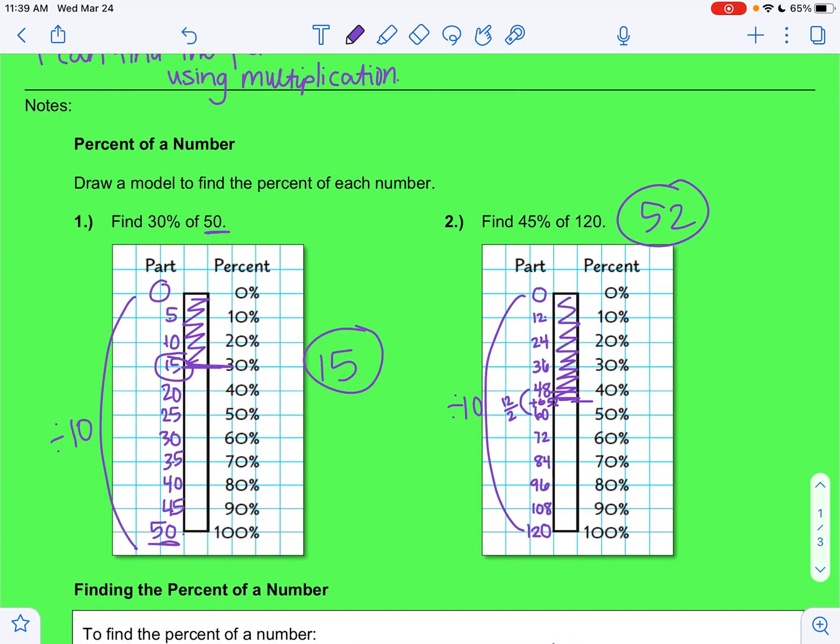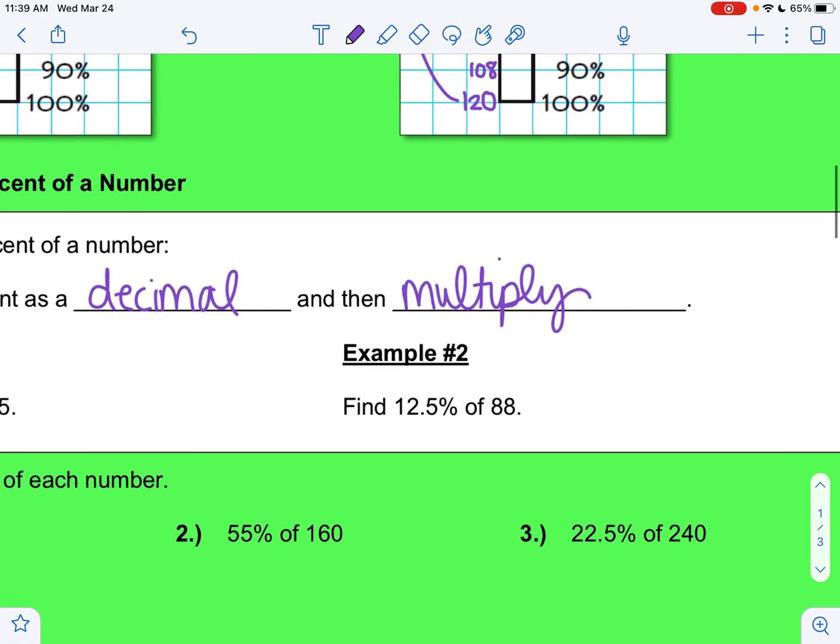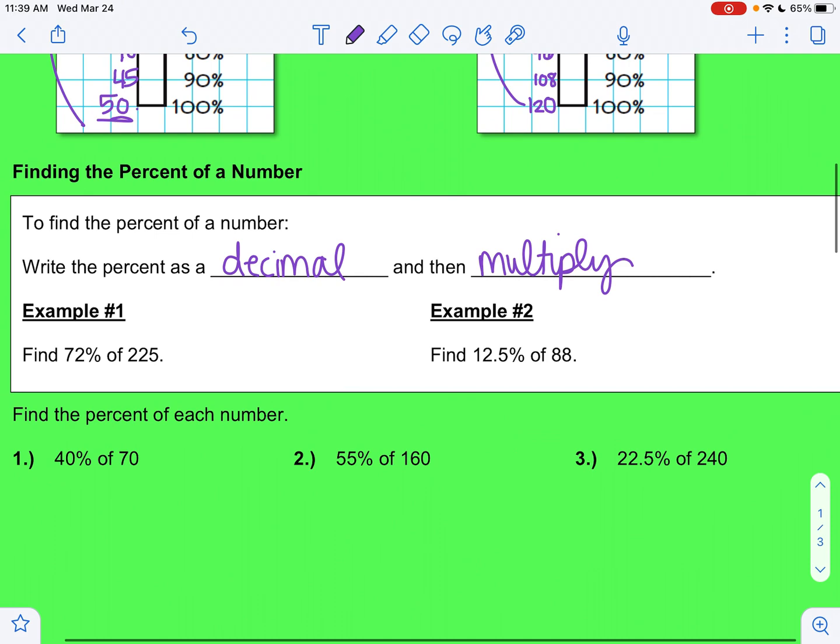Alright, I hope that made sense. If it didn't, please send me a message on Schoology so that I can help you out. Moving on to actually calculating it. To find the percent of a number, we first need to write the percent as a decimal and then multiply them. Okay, so let's go ahead and practice example 1.